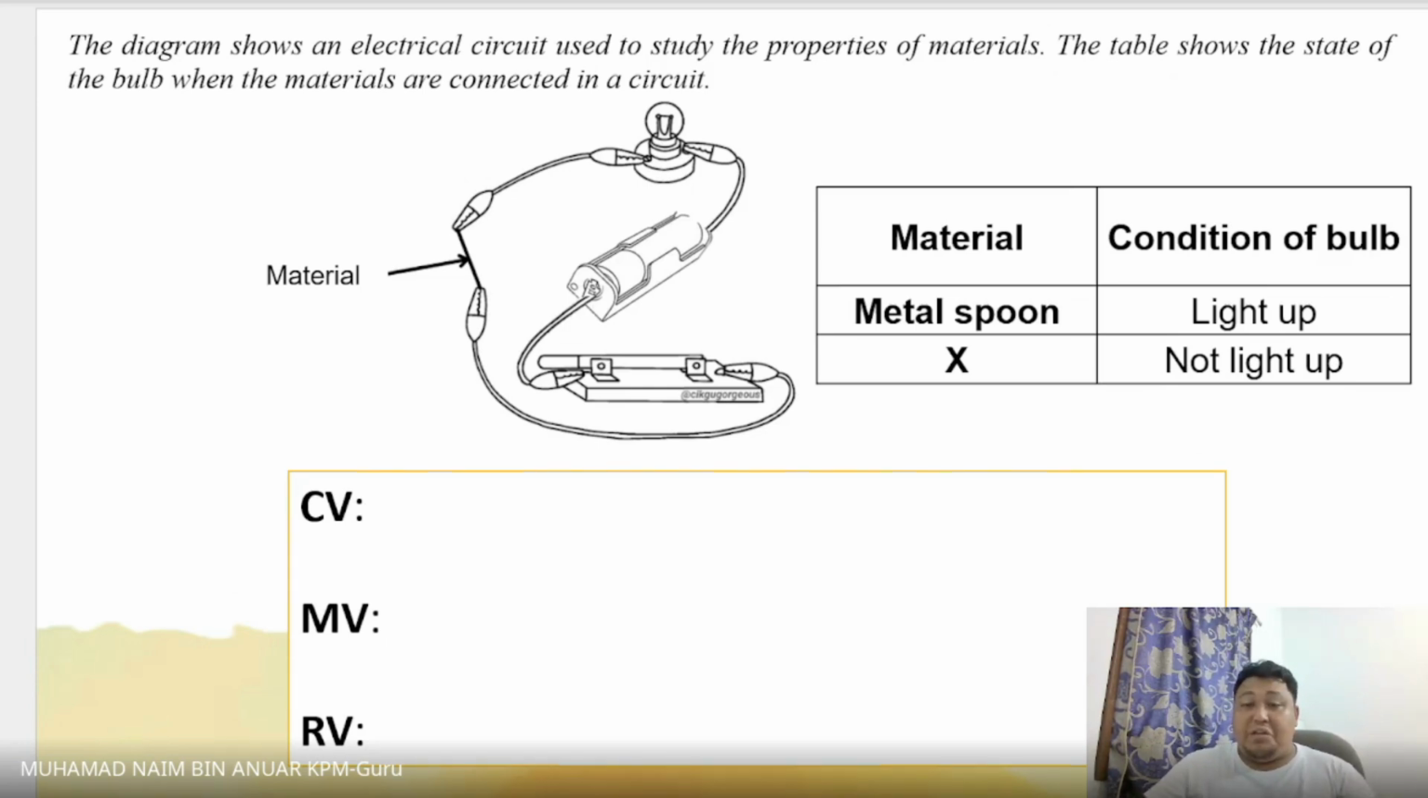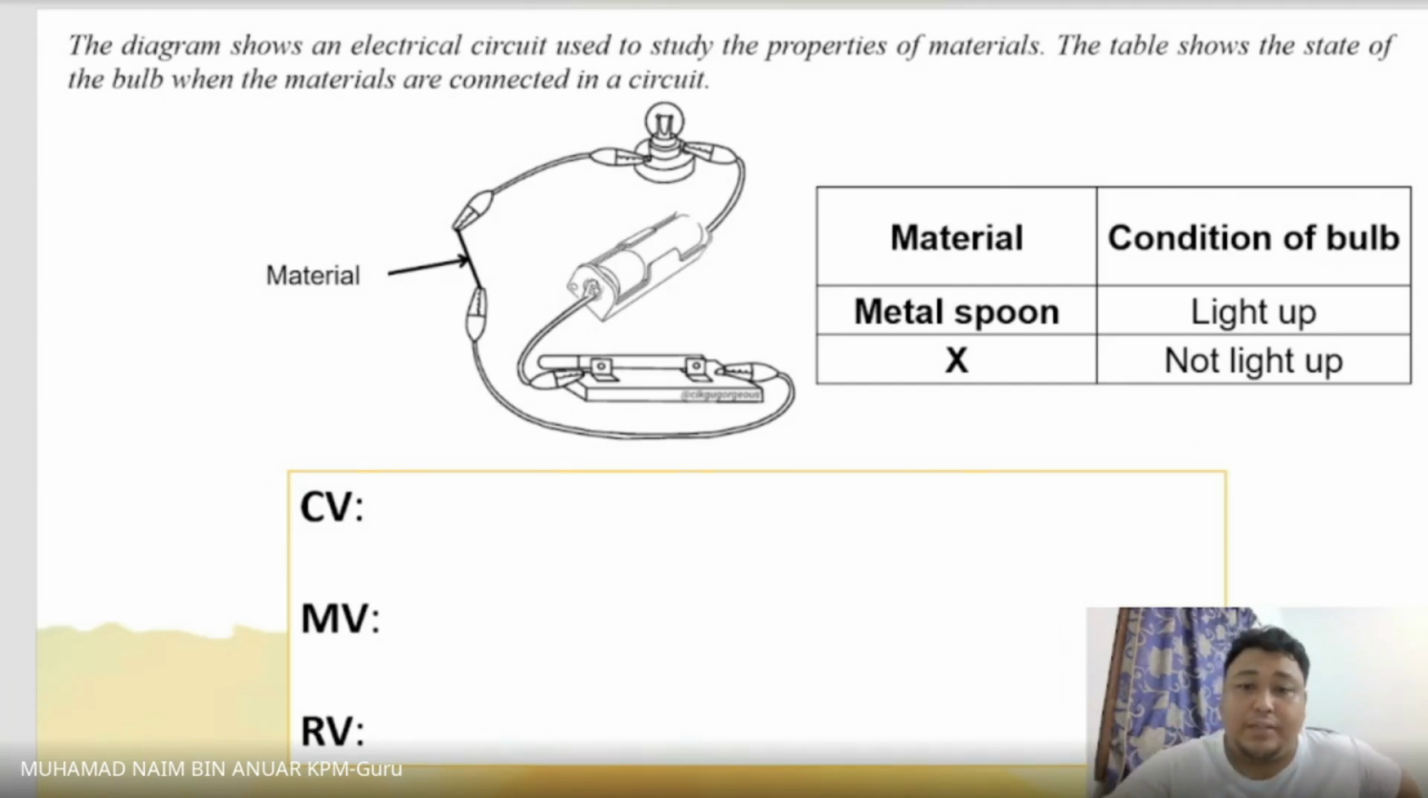Okay, let's start with the easiest one. Step number 1, look at the topic. What is the topic for this? We know already. Number 2, read the question. Number 3, what is the keyword here? Diagram shows an electrical circuit used to study the properties of material. The table shows when connected. Okay, there's no variable in this question, but there is in the table. Different type of question.